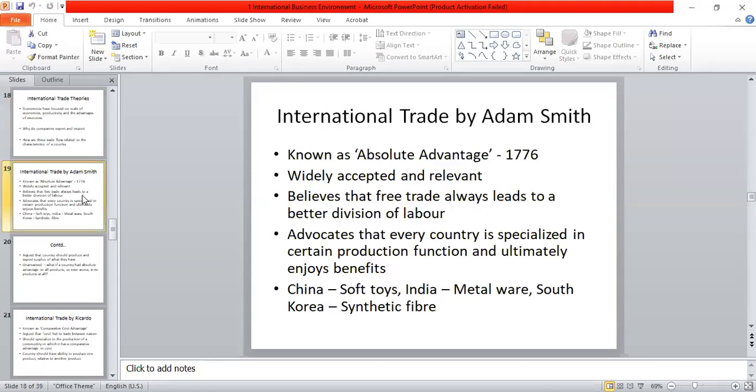The first theory which we discussed already, I'm just revising now. International Trade by Adam Smith. Everyone, please go through this slide, and in case you have a doubt, you may ask me. But read this theory.